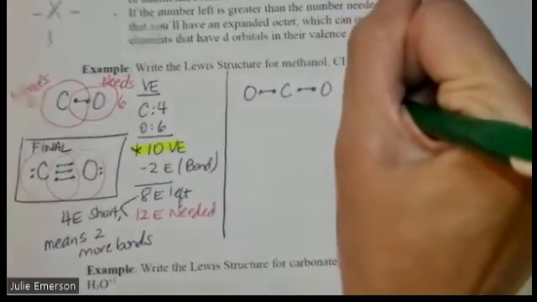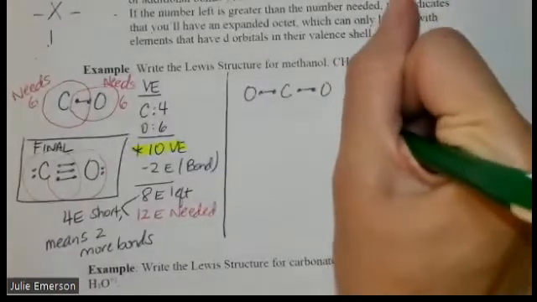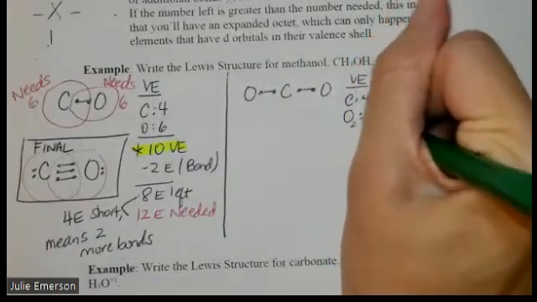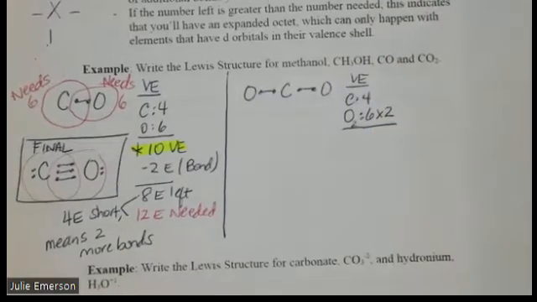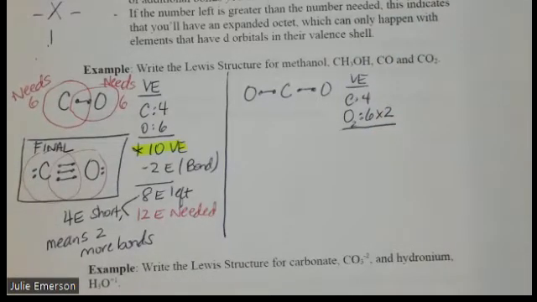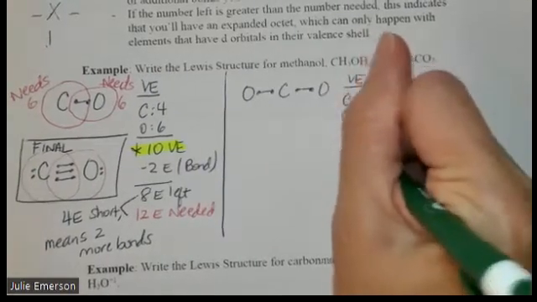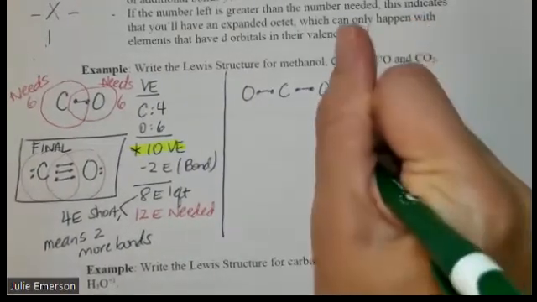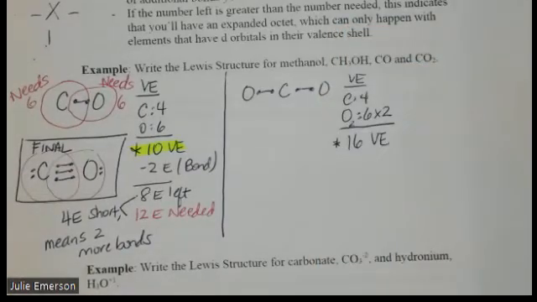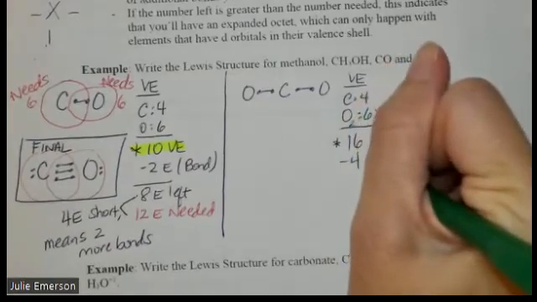All right, so carbon comes in with 4. Oxygen each comes in with 6, group 6. But since there's 2 oxygens, I multiply that by 2. So 12 from the 2 oxygens plus 4 from the carbon means I have a total of 16 valence electrons. All right, now, how many have I used in those 2 initial bonds? I've used 4.